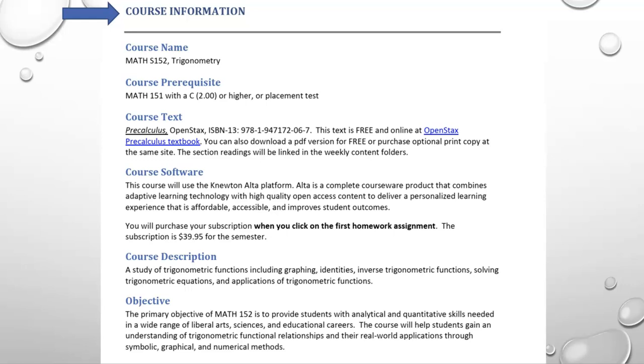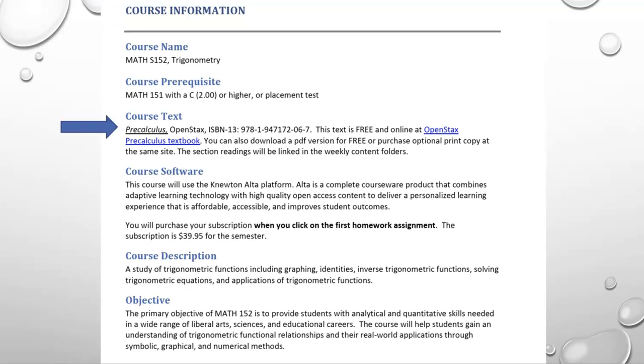Moving down to the course information section, note that the textbook is free, online, and I've linked the appropriate sections to read in the weekly content folders. When you click anywhere on the folder, it will open and show the readings, videos, and assignments. Notice also that you will purchase your subscription to the Knewton Alta software when you click on the first homework assignment. Your account will be automatically created and you will be prompted to enter a credit or debit card number.